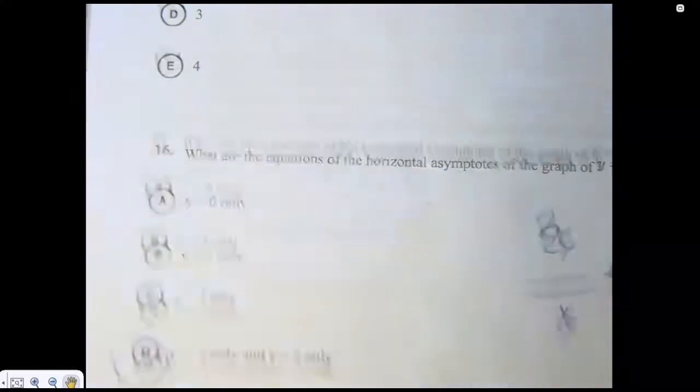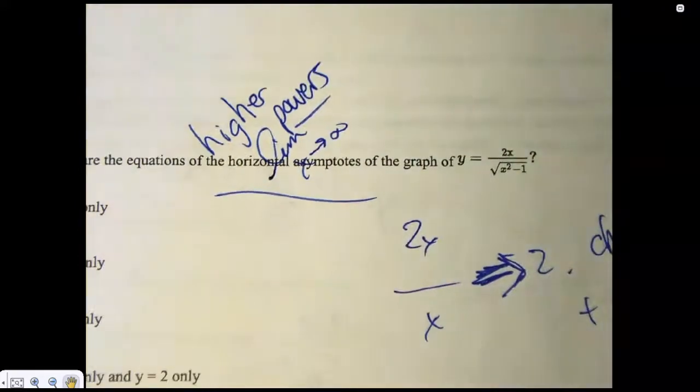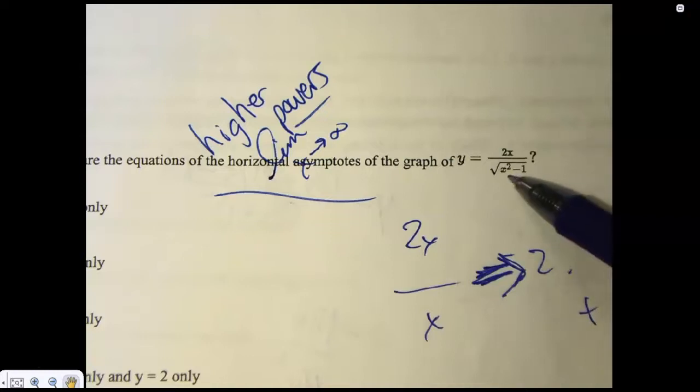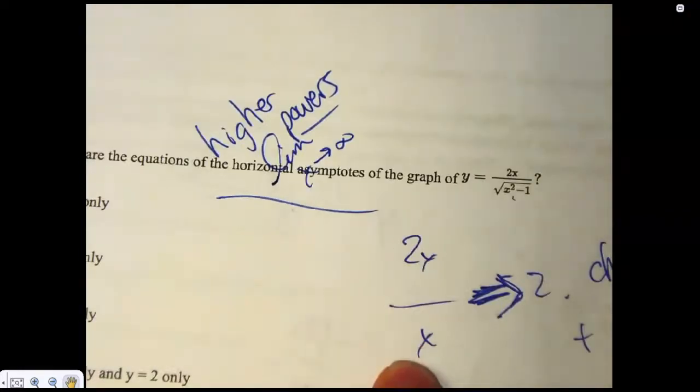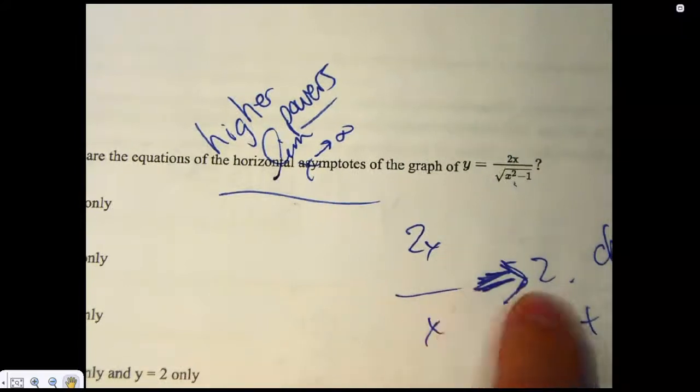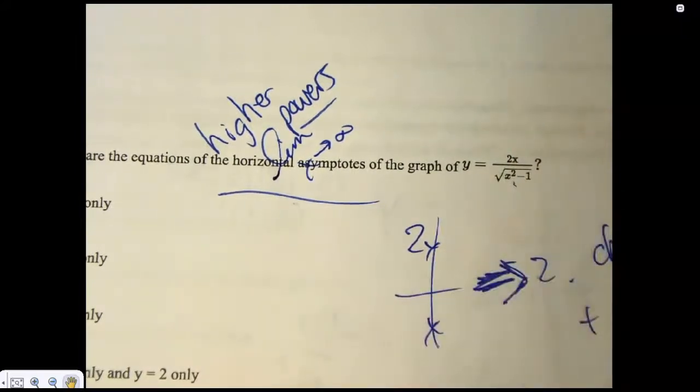16, similar idea. You simplify and then compare. Horizontal asymptotes, it's the same thing as the limit as x approaches infinity, and you're looking for higher powers. Hopefully you're picking up on this theme. But you simplify first, and then we do have to worry about the sign. So if I simplify, this becomes 2x over x, because the square root of x squared is x. And if those powers are tied, then I get 2. But that square root kind of messes with things. Now I've got to check both directions, positive and negative infinity.